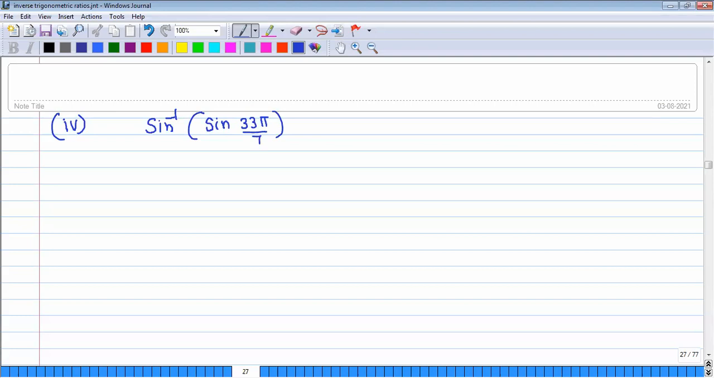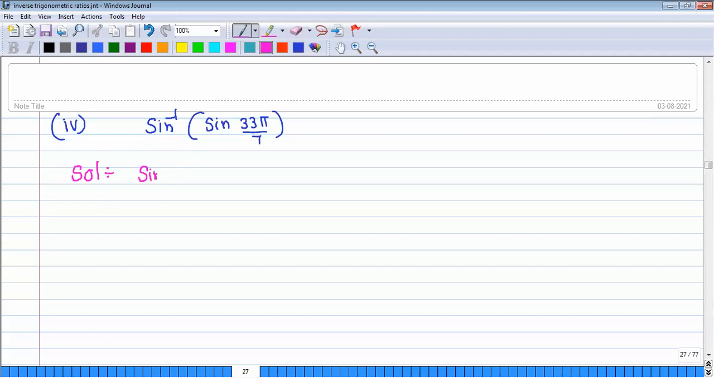Okay, let us see. It cannot be 33 pi by 7, because it will be more than pi by 2, that is 90 degrees. Theta must lie in between minus pi by 2 and pi by 2. So what is the method we need to adopt here?